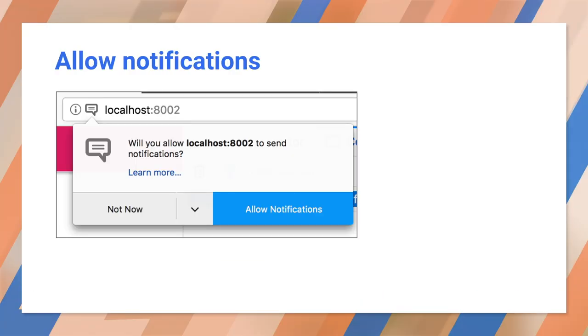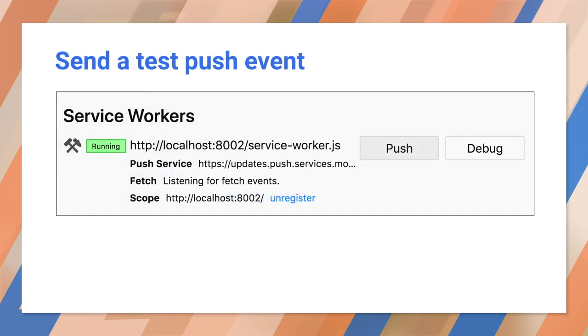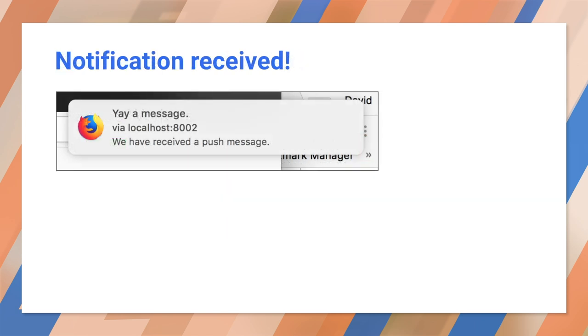We have to load the new service worker after making the change, and I'm checking the usual places to make sure it loaded. Now I can click to subscribe. Of course, I have to also give permission to show notifications. Now I can go back to the service worker panel. When I click the button, it sends a push message straight to the service worker without needing a server. Success!